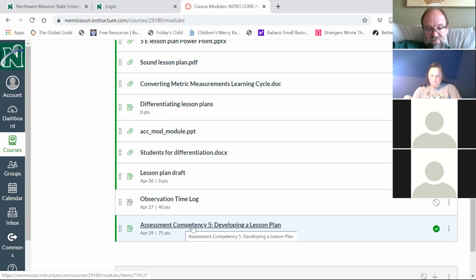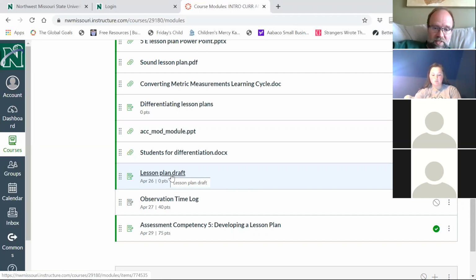The assessment is competency 5, developing a lesson plan. Be aware that I'll show you this first. See the lesson plan draft here? That means I'm asking you to submit something, some beginning of work. It doesn't have to be complete, but something that says you've begun the work, some sort of draft plan by the 26th, which, if I'm not mistaken, what day is that?